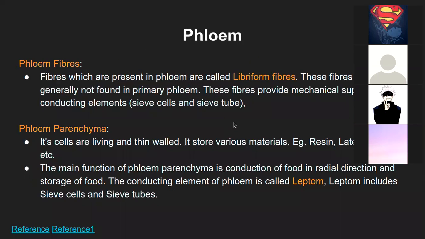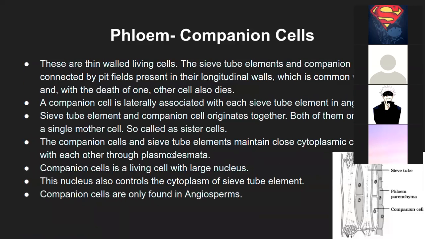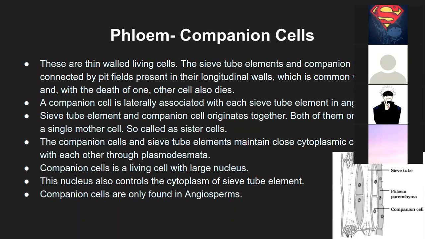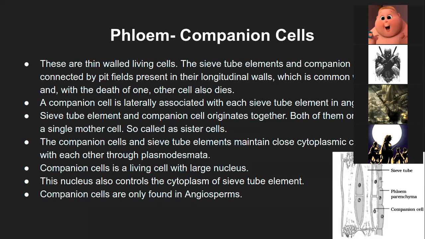Okay. So it's written here. This is the plasmodesmata. What do you think is the function? The companion cells and the sieve tube elements maintain close cytoplasmic connection with each other through plasmodesmata. Now, what do you think would be the function? Does anyone know? I spoke about it.